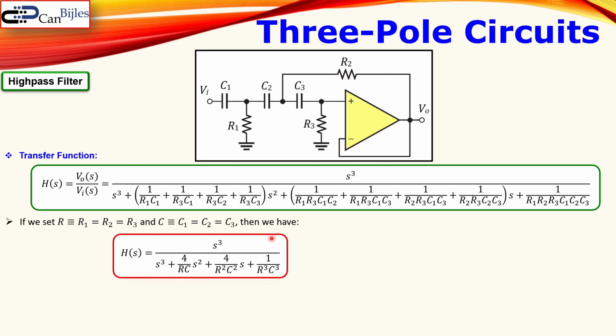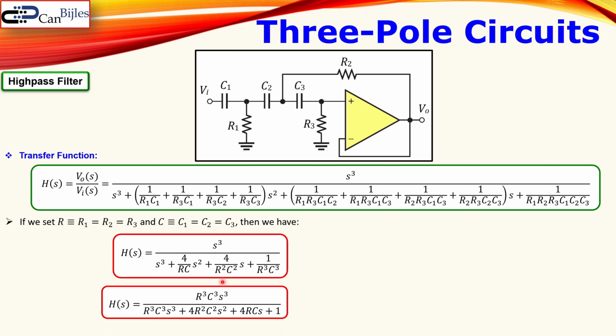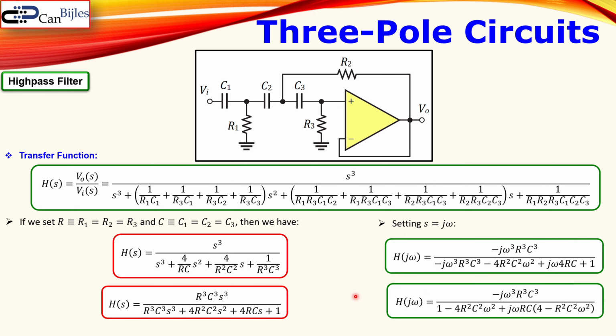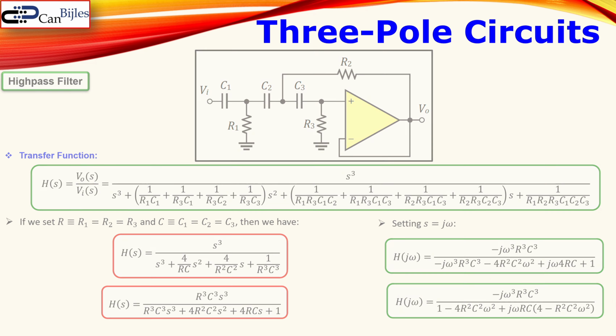But we can again make the same analysis by equating the resistors and the capacitors to each other. Then you have this expression, and again work this out more easily by multiplying the numerator and denominator by r cubed and c cubed, and then you have this expression. Again, we go to the steady state analysis by doing s is equal to j omega, and then you have this expression, written in an easily readable way where you have the real part and the imaginary part. Then this is the final form I will use as a transfer function.